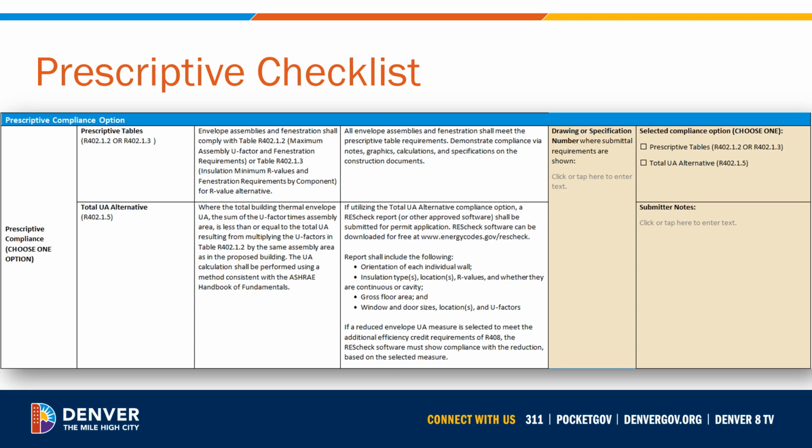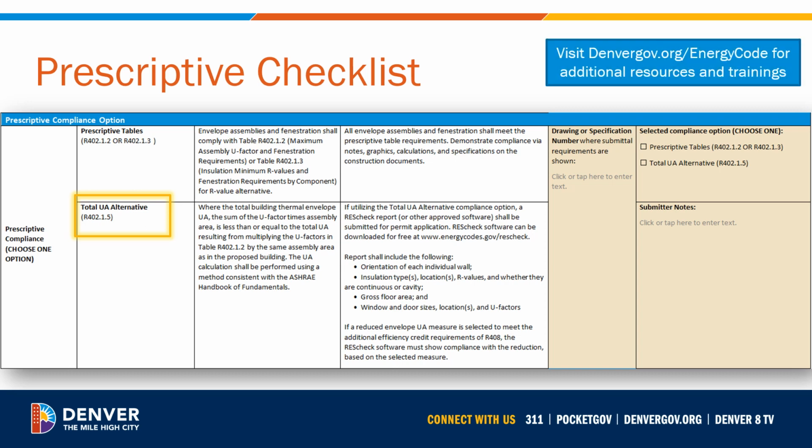Now let's look at the unique elements of the different checklists. Under the prescriptive path, there are 2 options for building envelope compliance: following the prescriptive tables, or using modeling software to follow the total UA alternative. For more information on these options and the requirements for each, please visit denvergov.org/energycode to access additional resources and trainings.